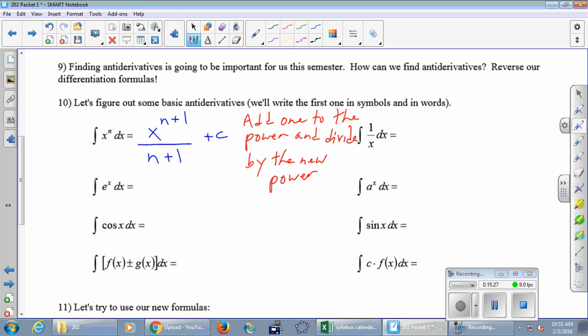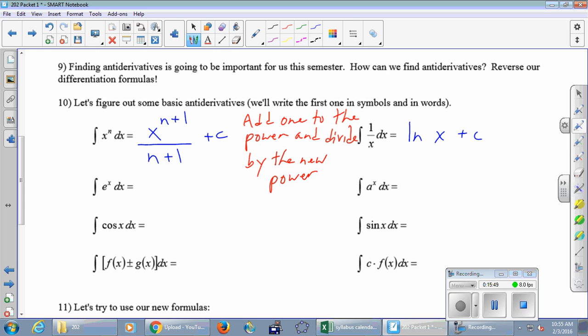Okay, working our way, which way? Let's go across. Integral of 1 over x dx. It's just the natural log of x. I mean, this is just a special one. You just have to know the derivative of ln is 1 over x, and so going the other direction, we get ln of x. We'll stick a plus c there.